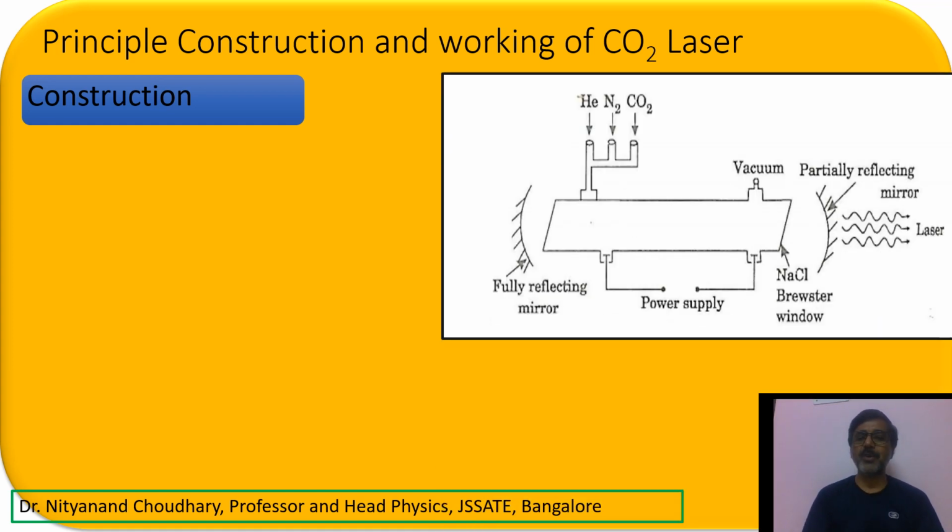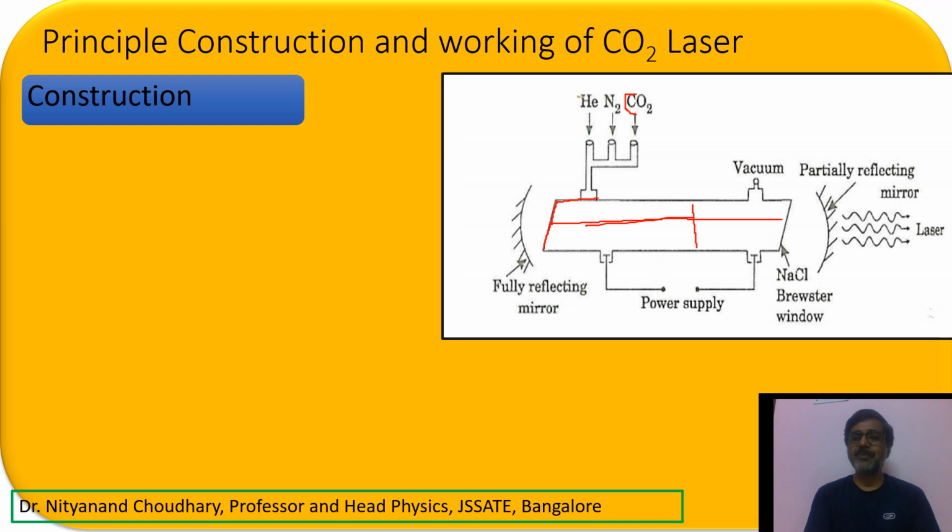As I explained in the previous slide, here we have the laser tube. This part that you are seeing is your laser tube. This laser tube has been filled with 3 gases: carbon dioxide, nitrogen and helium, in a certain ratio. The diameter of the tube will be very thin, but its length comparatively will be very large. So diameter will be small and length will be very large.